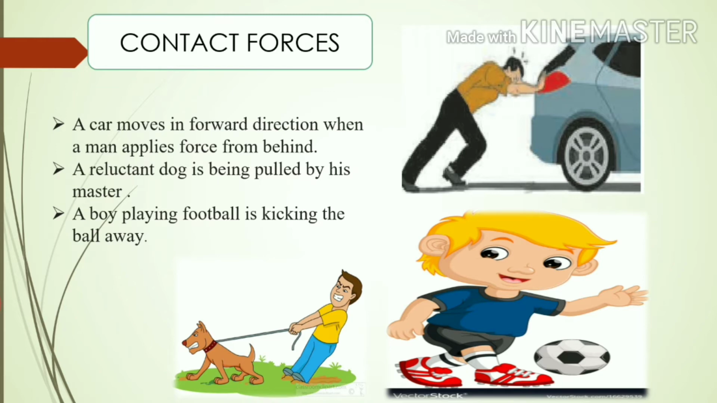In the second picture you will see a reluctant dog being pulled by his master. Over here the master is not in direct contact with the dog. He is pulling the dog with the leash. In the third picture you will see a boy playing football kicking the ball away. The boy's foot is in contact with the ball. He applies the force to the ball and he will move the ball.